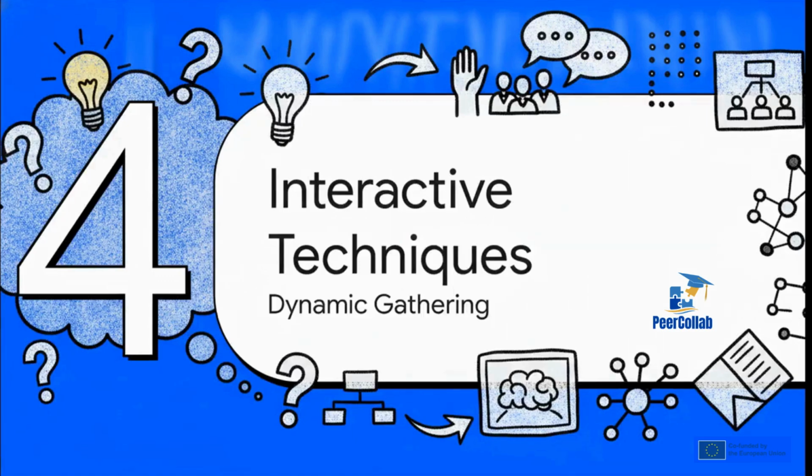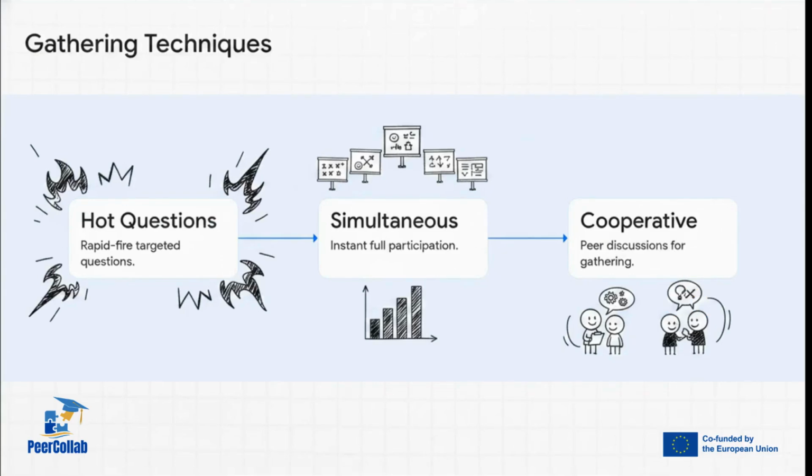Section 4. Interactive Classroom Techniques. Dynamic information gathering. So how do we actually do this? The PeerCollab material recommends pulling this evidence from the room in real time using 3 highly interactive techniques. Step 1. Hot questions. These are rapid-fire targeted questions you just throw out there to keep the energy high and keep students on their toes.